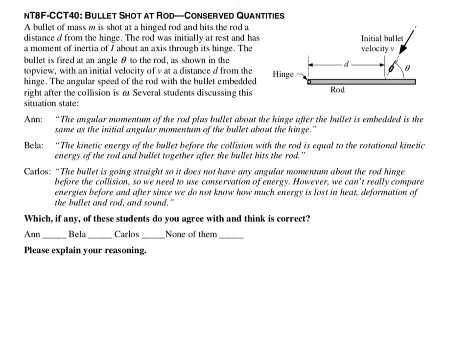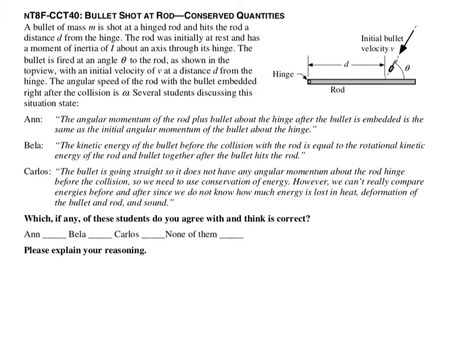Chapter 11, Problem number 12. A bullet of mass m is shot at a hinged rod and hits the rod at a distance d from the hinge. The rod was initially at rest and has a moment of inertia of I about an axis through its hinge. The bullet is fired at an angle theta to the rod, as shown in the top view, with an initial velocity of v at a distance d from the hinge. The angular speed of the rod with the bullet embedded right after the collision is omega.